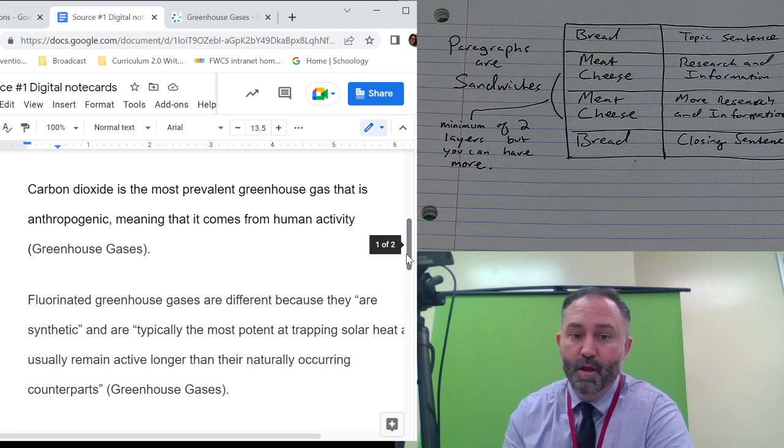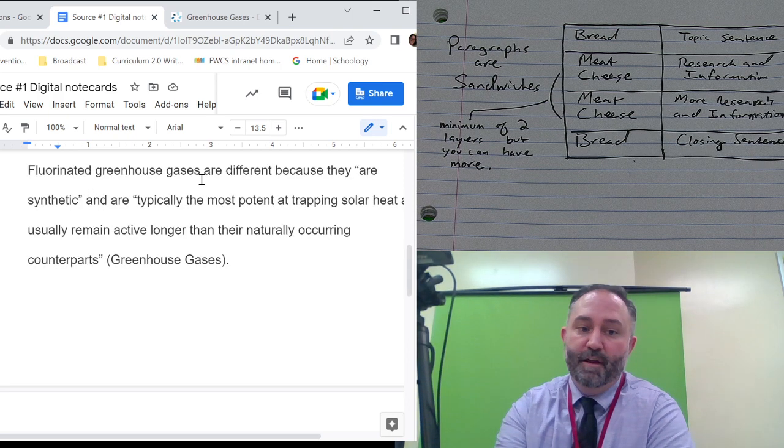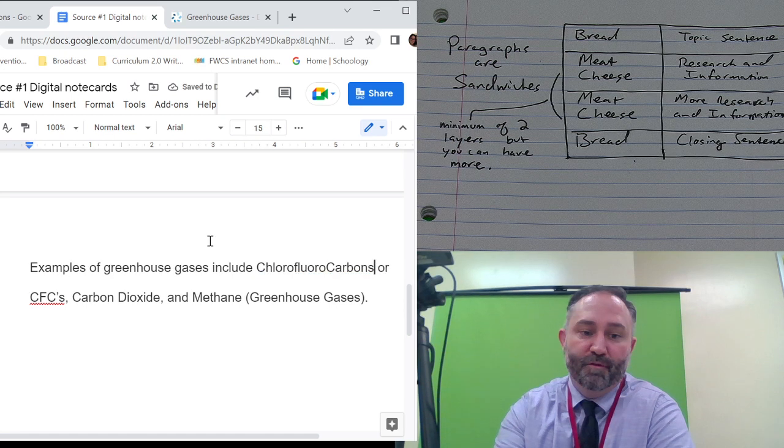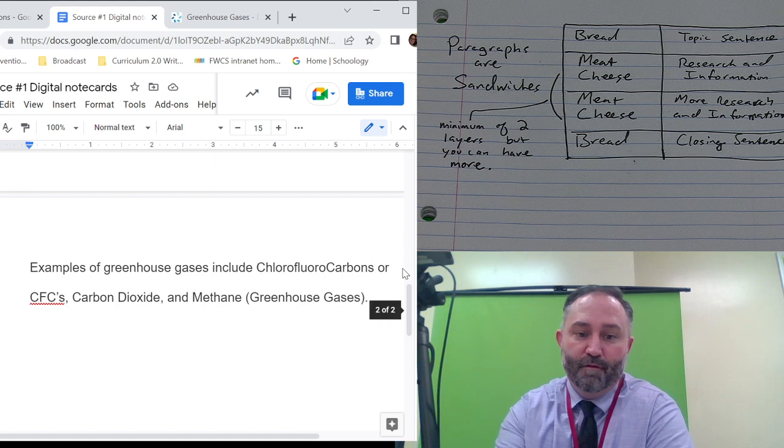If I'm looking at the research, carbon dioxide is the most prevalent greenhouse gas that is anthropogenic, meaning that it comes from human activity. The second piece of information was that fluorinated greenhouse gases are different because they are synthetic and are, quote, typically the most potent at trapping solar heat and usually remain active longer than their naturally occurring counterparts. And then the third piece of information that I took was examples of greenhouse gases include chlorofluorocarbons, or CFCs, carbon dioxide, and methane.